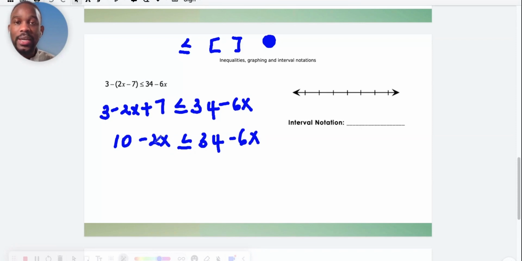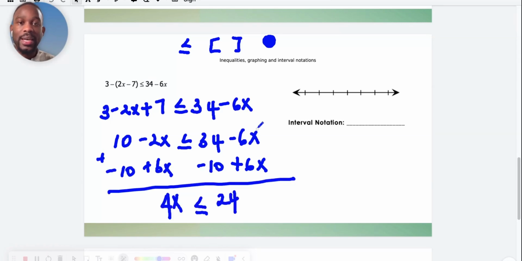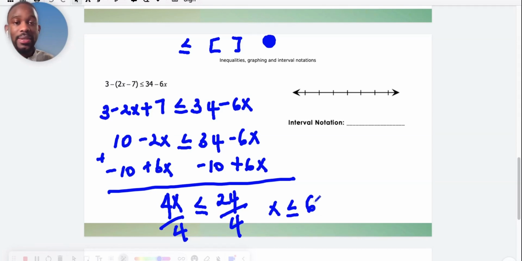All right, so I want to add 6x. Negative 6x plus 6x, this cancels. So these two terms cancel. At this point, I'll be having 4x less or equal to 24. Here, I'll divide both sides by 4, and then I'll get x is less or equal to 6. So x has to be less or equal to 6. Think about it. Give me any numbers that are less or equal to 6. It could be 6, it could be negative 2,000.